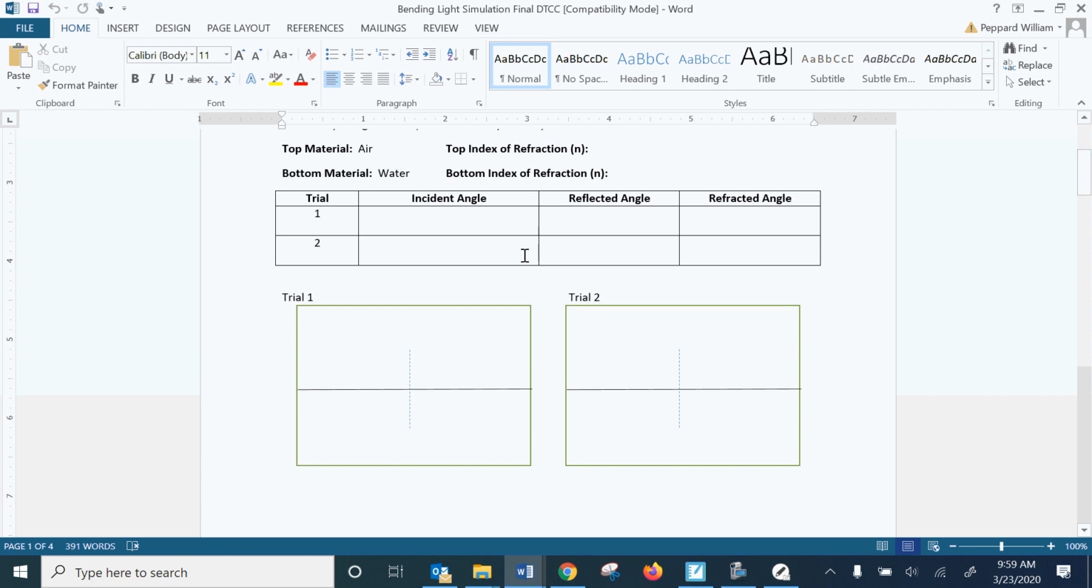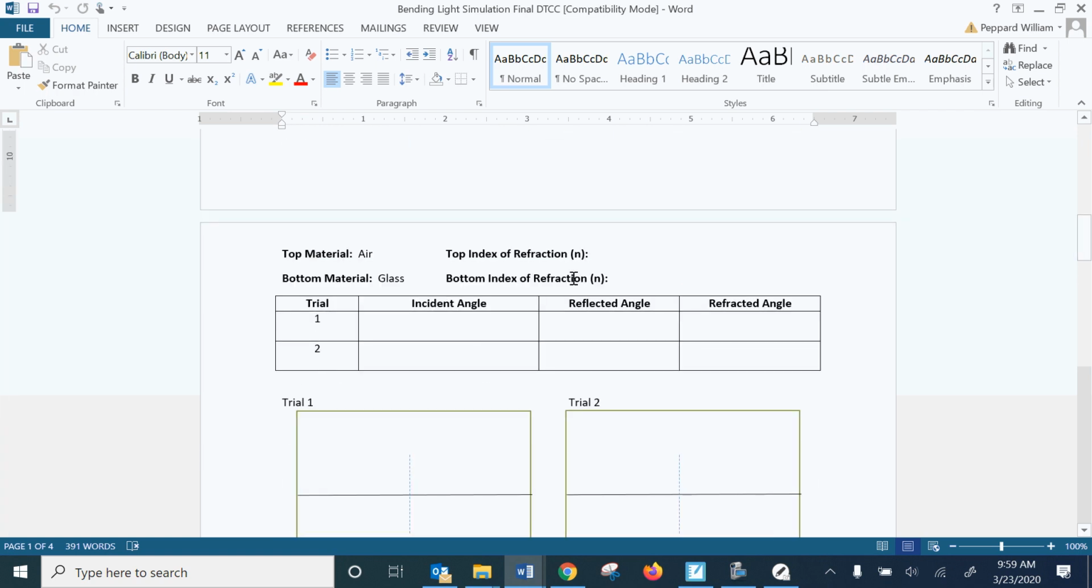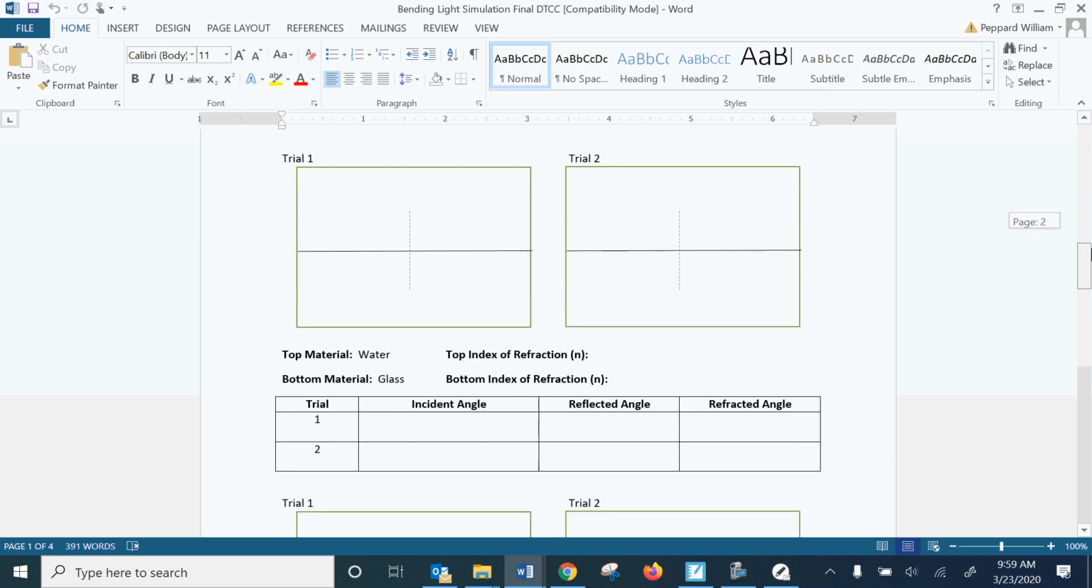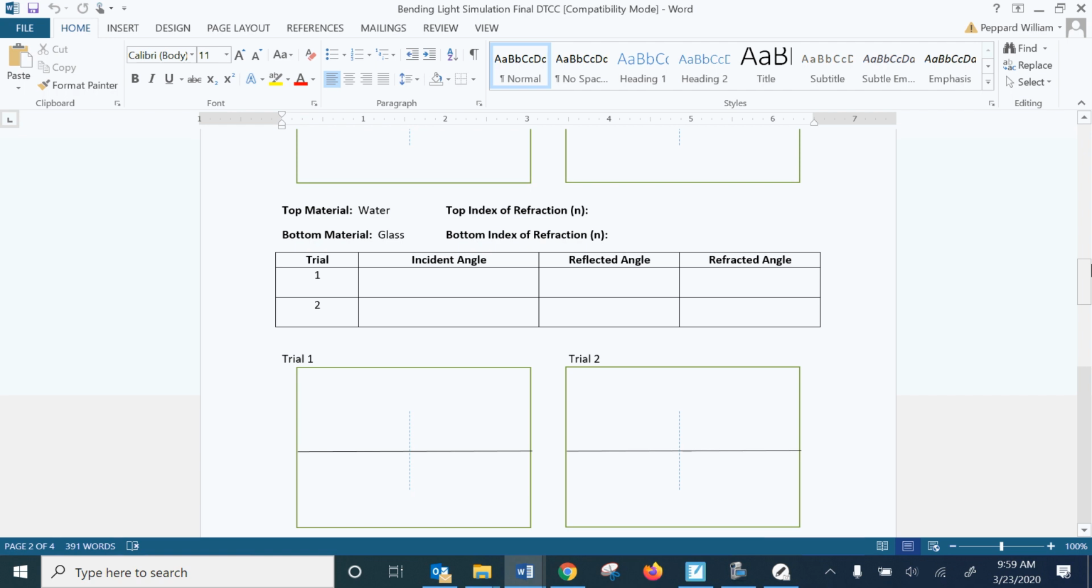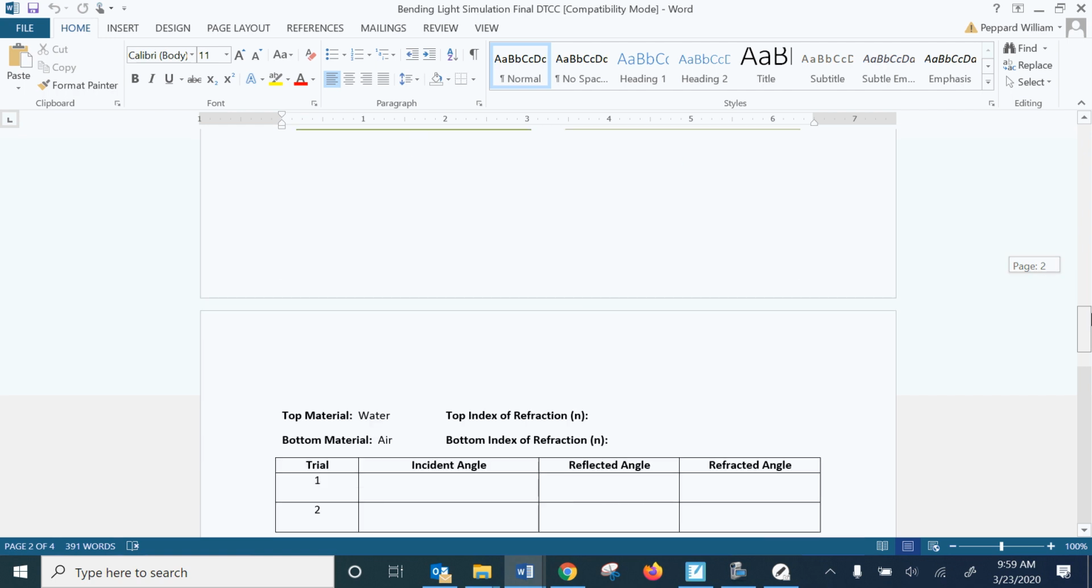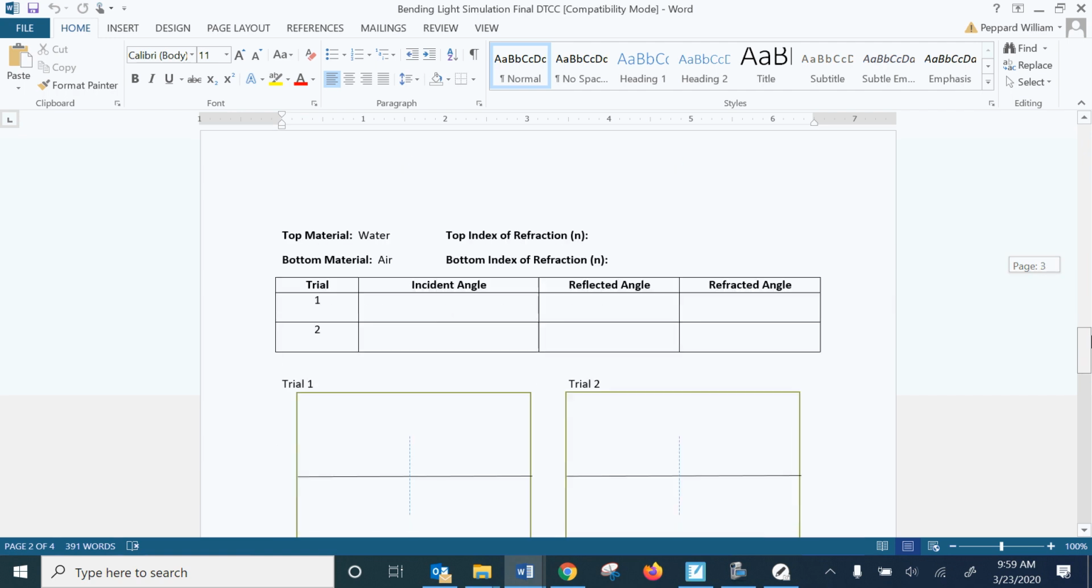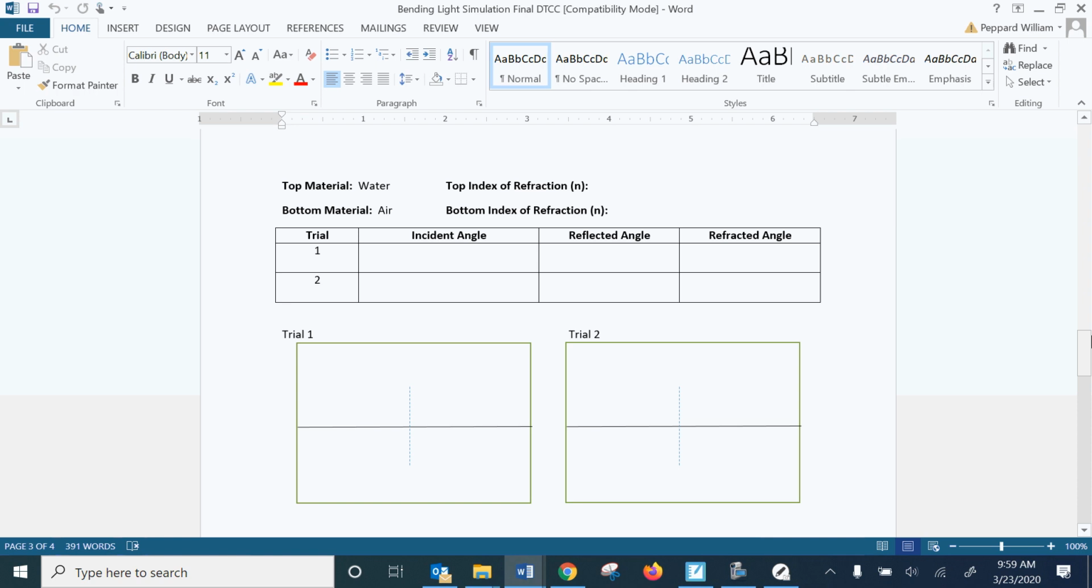So trial 1, trial 2 for the first setup, then it asks you to change from the bottom material to glass, from water to glass. You do the same kind of thing, so the numbers change and the angles will change. Then from water going into glass, and then the first 3, you just do any angles you want. For the last 3, you have to be a little bit more careful because sometimes you won't get a refracted beam.